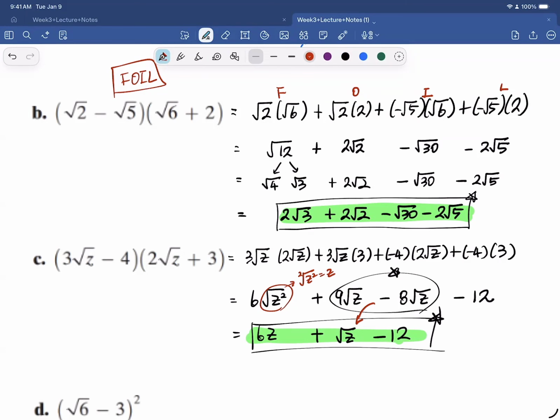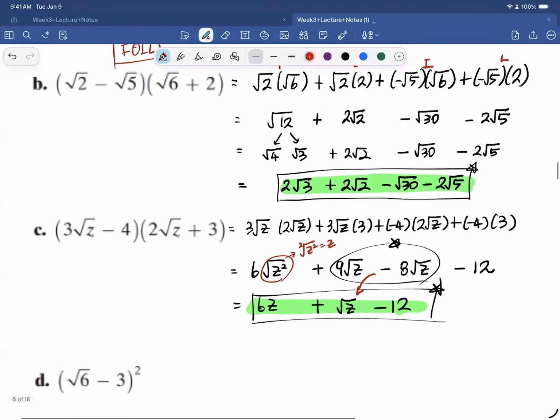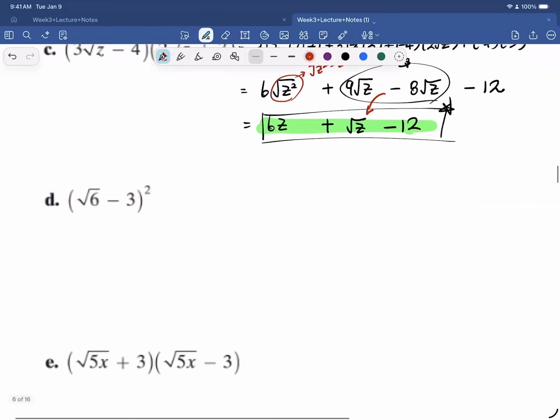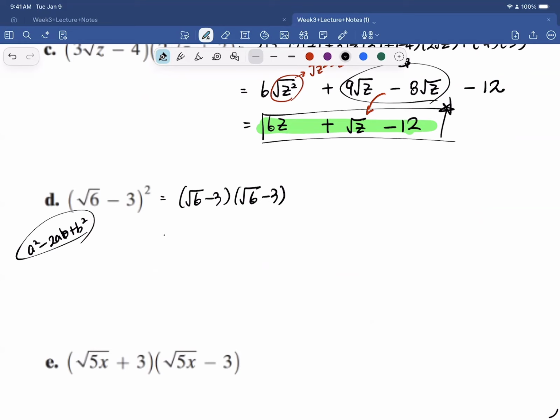No question. Okay. Letter D, perfect square. So perfect square is twice. You can do the FOIL, or you can do a squared minus 2ab plus b squared. You can do that, but I'm going to use the FOIL. Just try to keep one method.